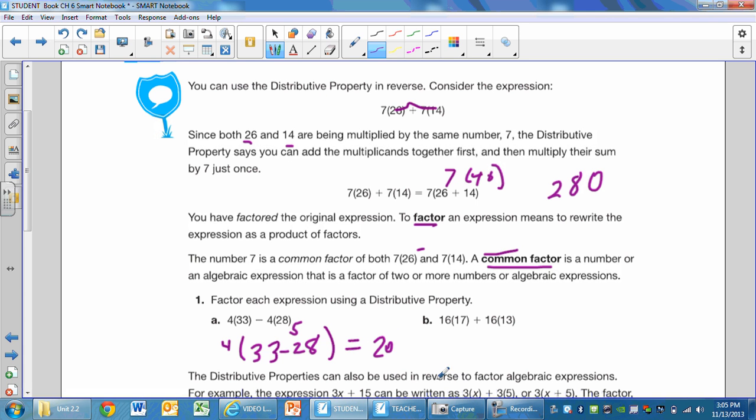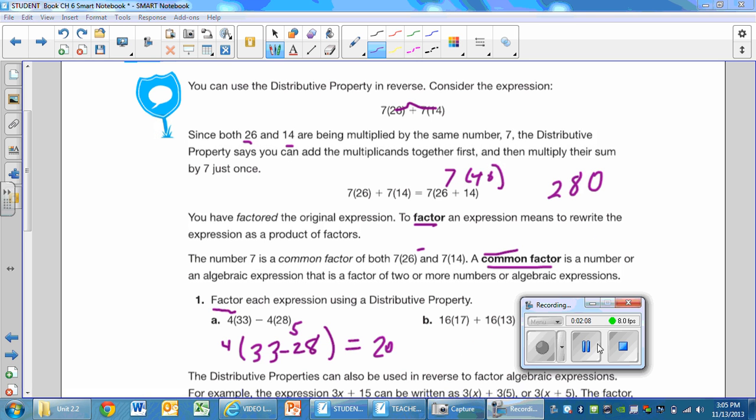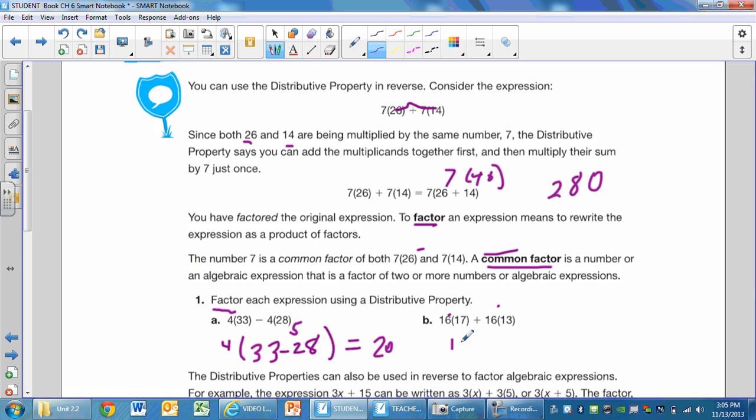Let's try B. And it says to factor each one. All right, so there's a 16 in both. So I pull the 16 to the side, and then I'll have 17, and then this one we're adding, plus 13. And all it says is to factor. It doesn't say to solve. I know I could solve this one because I could do it in my head. Let's go one step further, but I won't make us solve this one. 17 plus 13 is 30, so we would have 16 times 30.